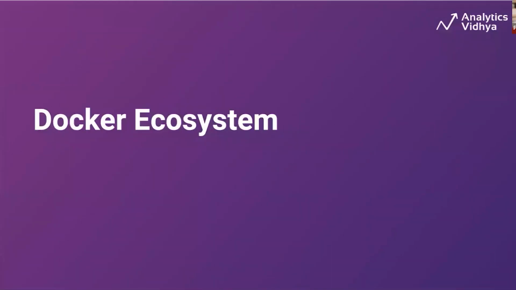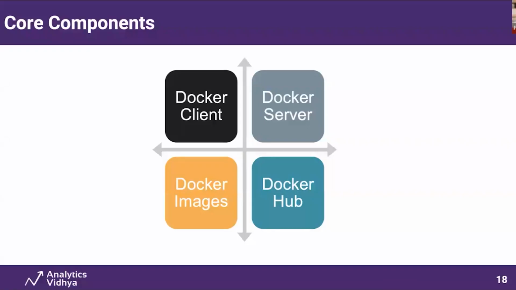All right, now coming on to the Docker ecosystem. There are 4 main components when it comes to the Docker ecosystem. One is the Docker client, which is your CLI, through which you use Docker. Next is the Docker server. The Docker server does all the heavy lifting, all the running of containers and everything. So you can think of it as the kernel for Docker. Then you have Docker images, which are essentially the blueprints, and we'll go into each of these separately.